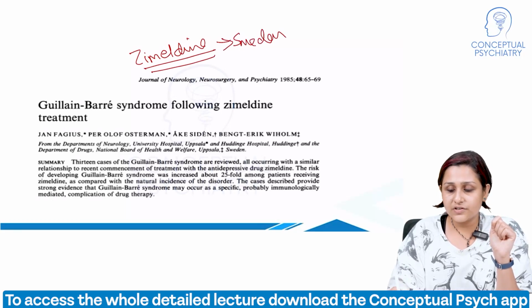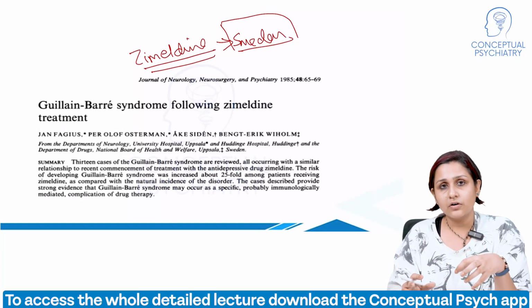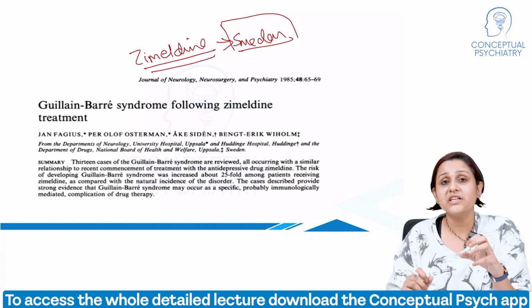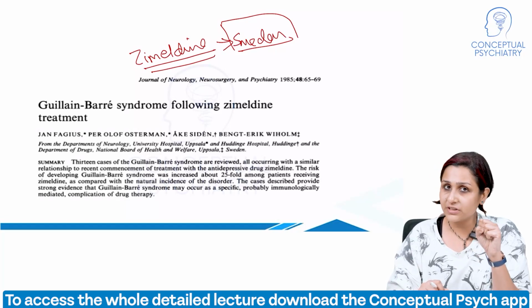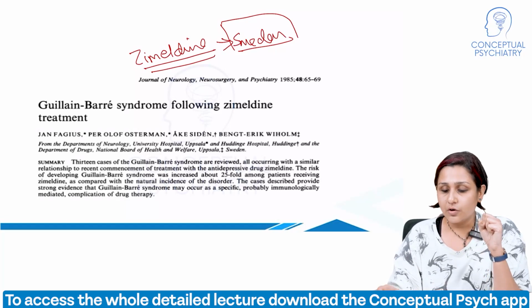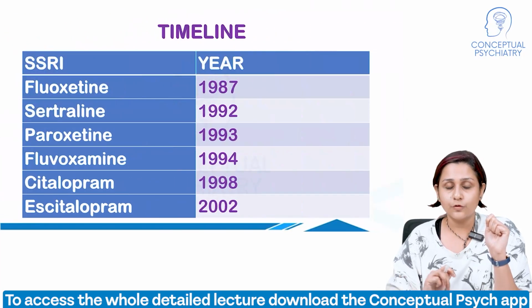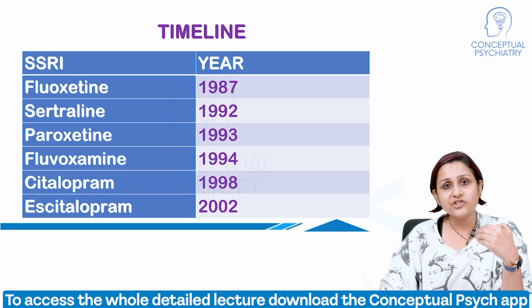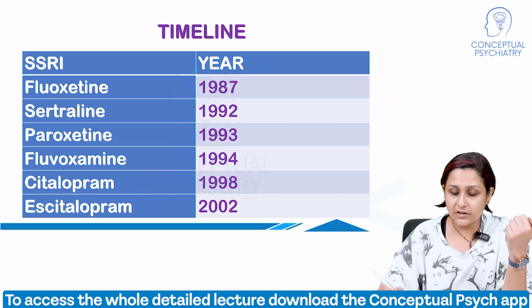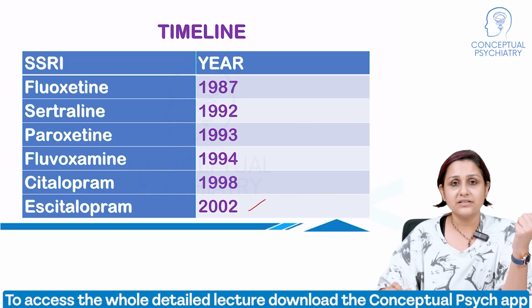But what they noticed was that it caused a huge increase, or at least some increase, in the number of cases of Guillain-Barré syndrome, a neurological syndrome. So it was withdrawn from the market before even getting FDA approval, which is why the first SSRI that got FDA approval was fluoxetine. And this was done in 1987. Sequentially after that, we formulated Sertraline, then Paroxetine, then Fluvoxamine, citalopram, and the latest is escitalopram.